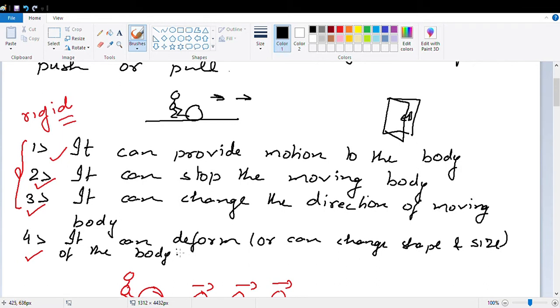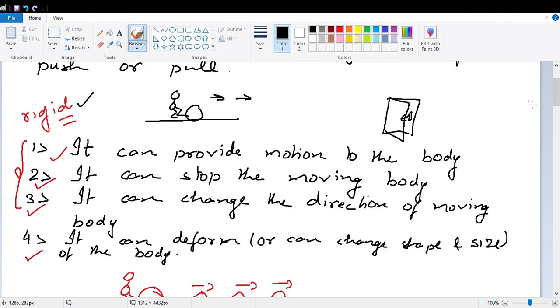Now, we are going to focus on the first three things, the effect of these three things on a rigid body. If you analyze, the first three points are regarding motion. It can provide motion, it can stop the motion, or it can change the direction of motion.